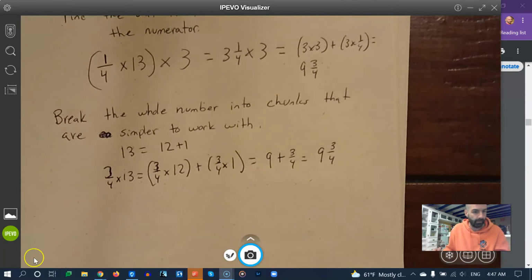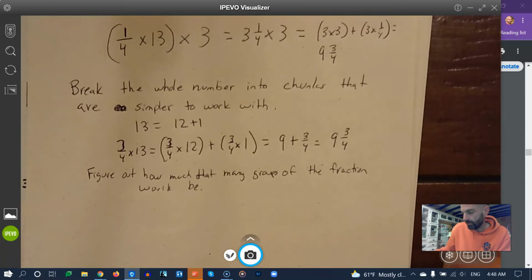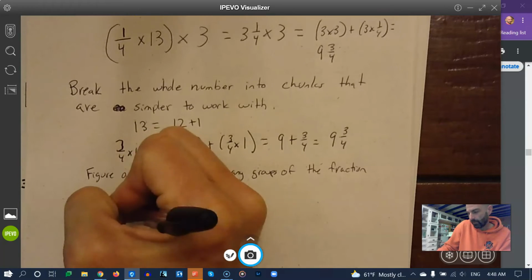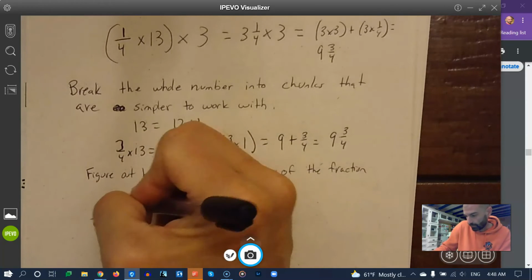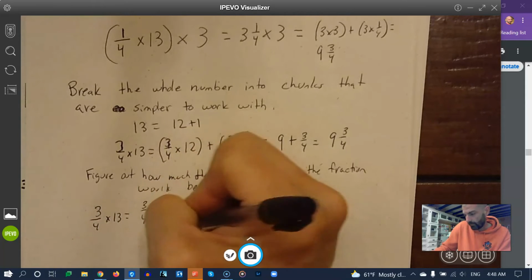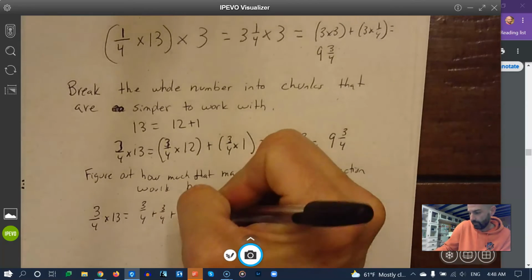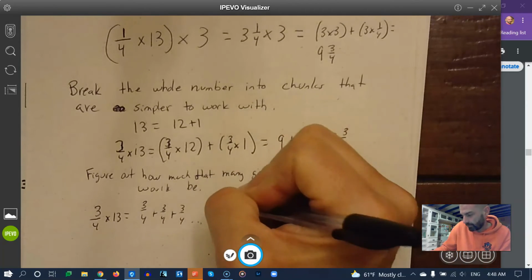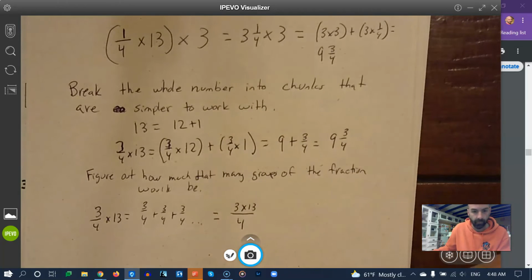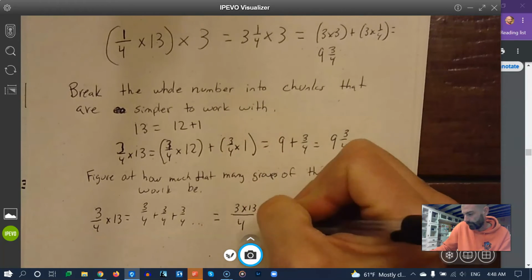And let's look at one more way we could have solved this. So the last thing we could have done was figure out how much that many groups of the fraction would be. So that would be looking at 3/4 times 13. We could write 3/4 out 13 times, right? But that would get a tad repetitive. So when we have a lot of repeated addition, what do we do? We multiply. So we can say 3 times 13 over 4, and then that gives us 39 over 4.